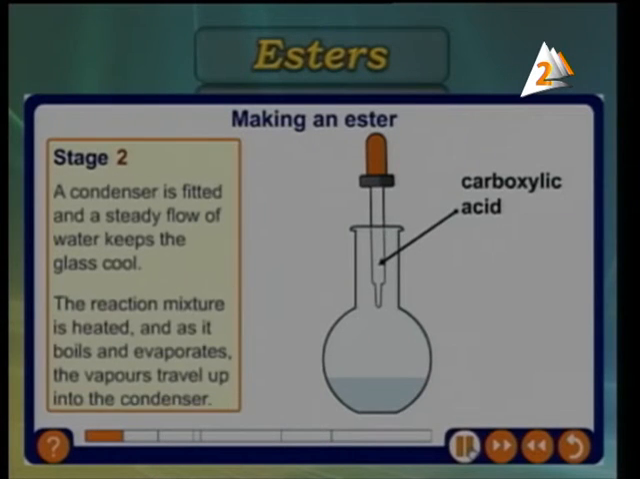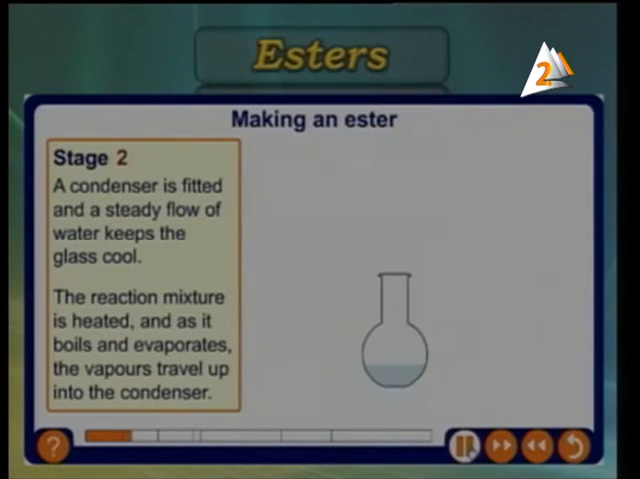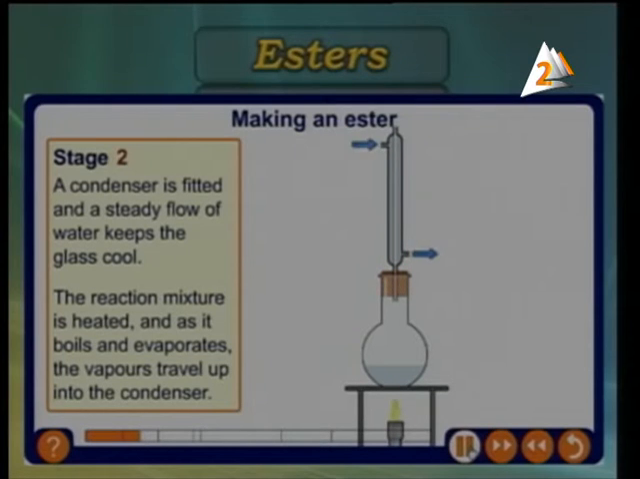After that, we have considered the filter and put it here in the flask and heat the flask and make the cooling system like this. We have the water that moves inside here and the water comes out like this. So here we have the heat energy here. So the condenser is fitted and a steady flow of water keeps the glass cool.